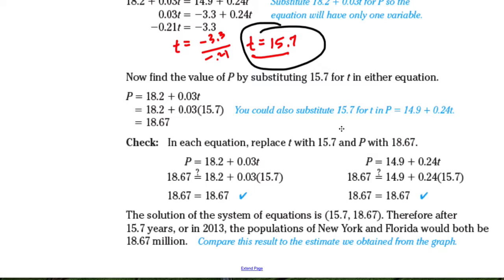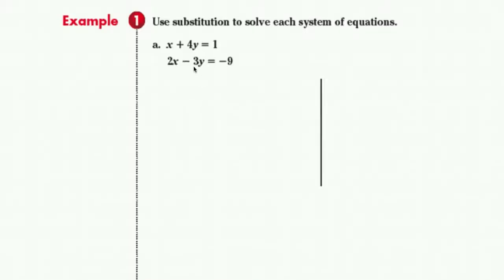Let's take a look at how to do this using the substitution method by looking at example number 1. Use substitution to solve each system of equations: x plus 4y equals 1 and 2x minus 3y equals negative 9. What I would suggest always is that you number your equations. This is equation 1 and this is equation 2. So let's use the substitution method.